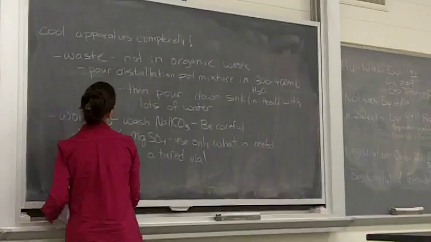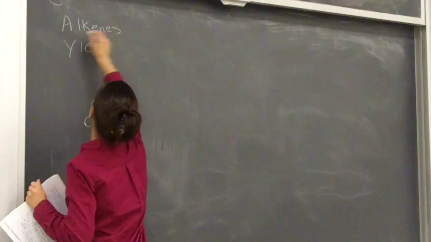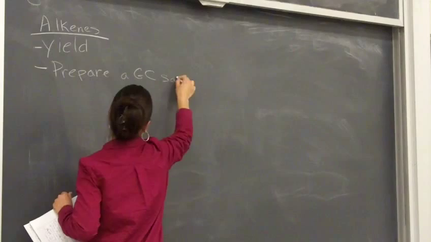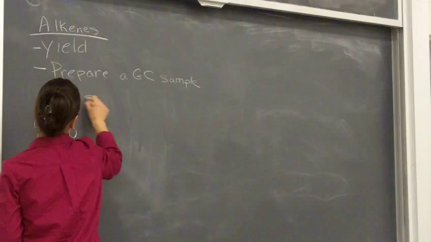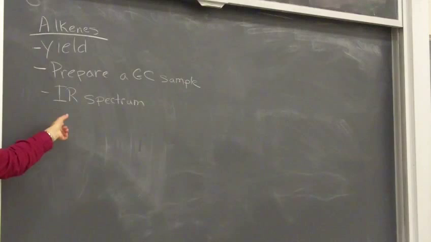So for our alkenes, it's going to be a mixture. Alkenes, we're going to need our yield. You're going to need to prepare a GC sample, and I'll talk about that here in a second. And then you need to collect the IR spectrum. So same things for experiment 8 as what you need for experiment 11's product. With the GC sample, the instructions for preparing a GC sample are on page 1014 of your lab manual, okay?